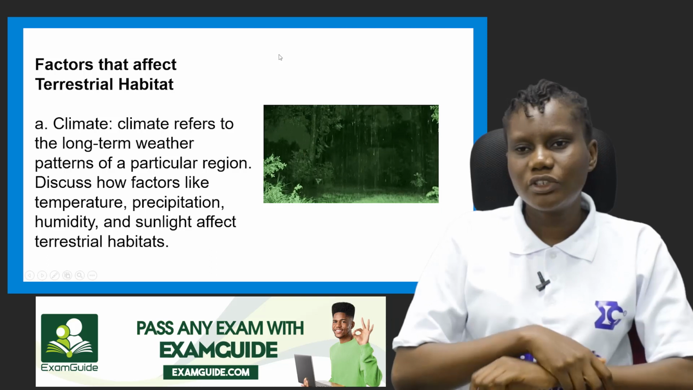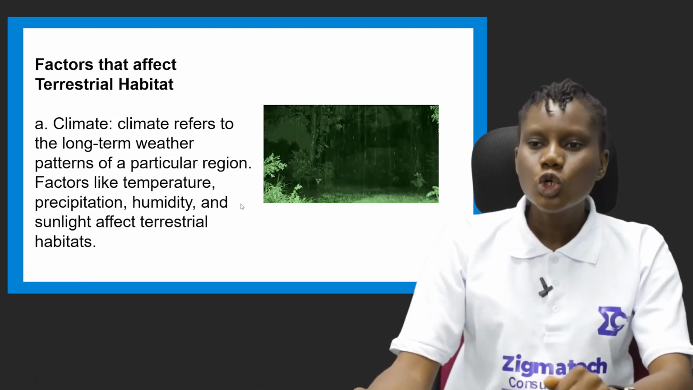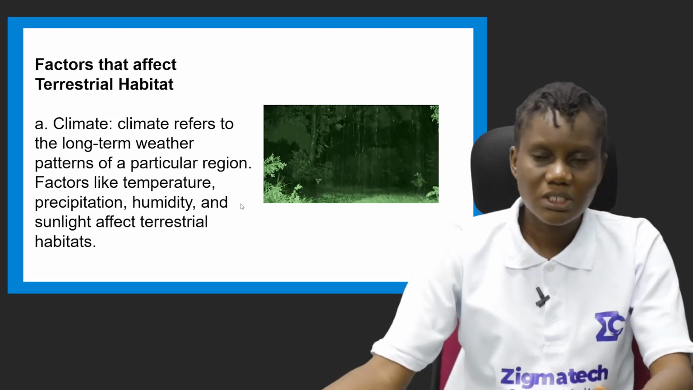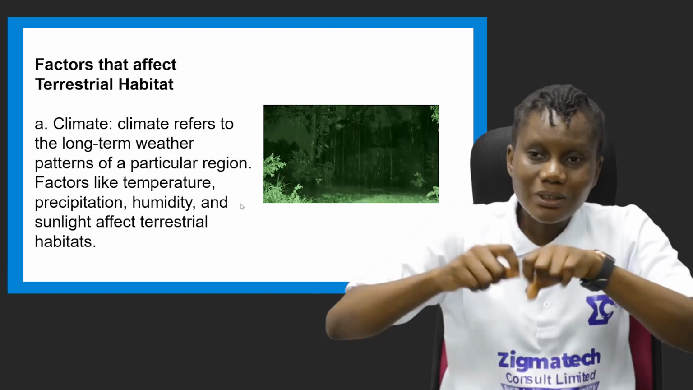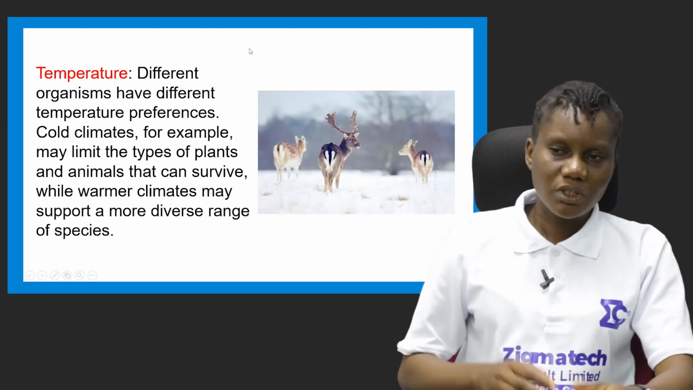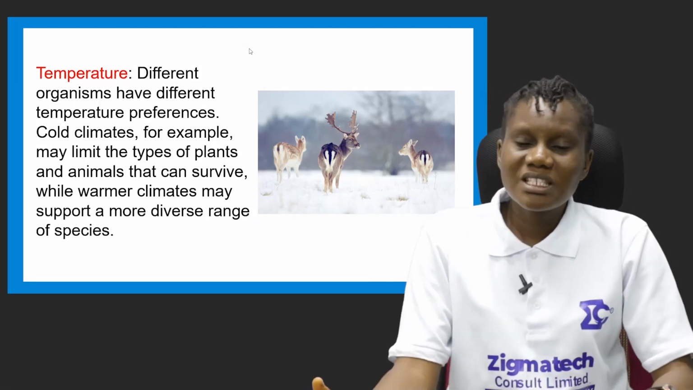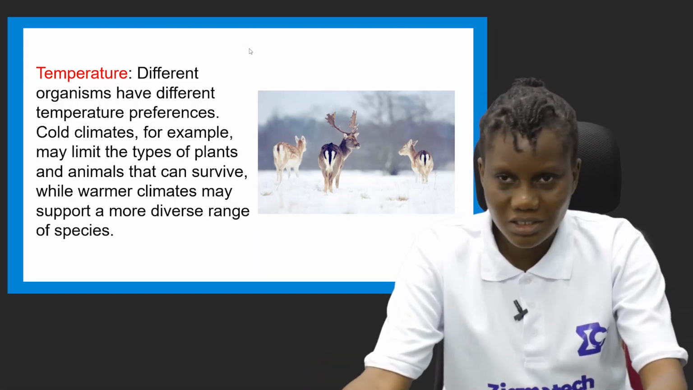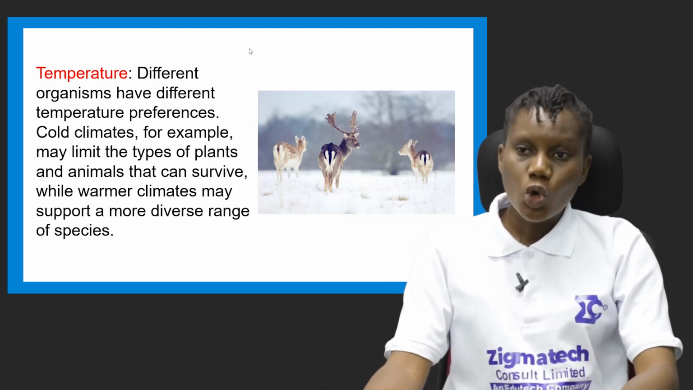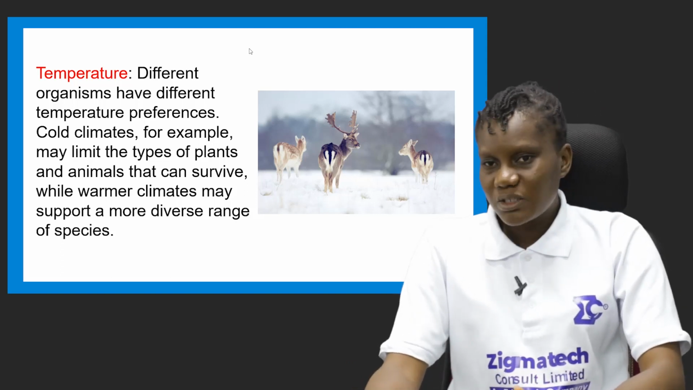So what are the factors that affect terrestrial habitats? Factors like temperature, precipitation, humidity, and sunlight affect terrestrial habitats. And you know that all these are weather conditions, and we are under climate. Climate refers to the long-term weather patterns of a particular region. So temperature, which is a weather condition, let's look at it now here. Different organisms have different temperature preference. Cold climates, for example, may limit the types of plants and animals that can survive, while warmer climates may support a more diverse range of species.